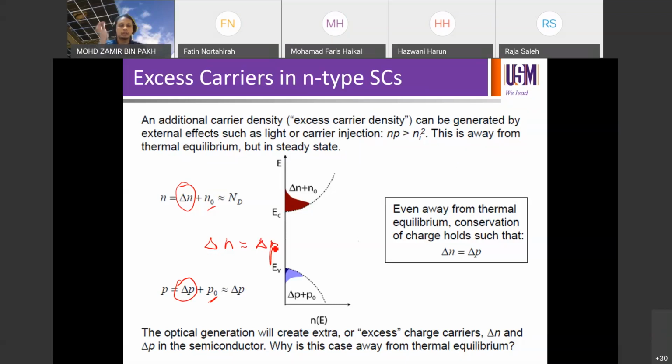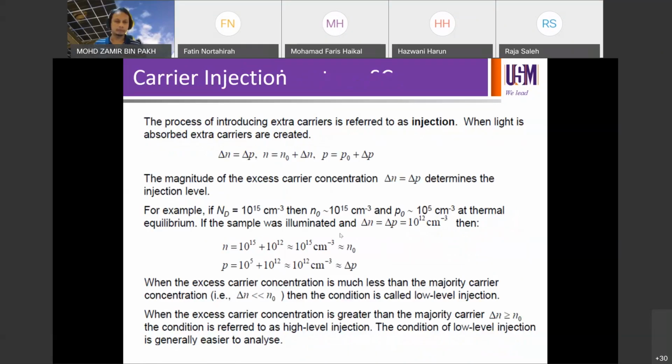Why is it so? Why do we have the same magnitude of delta N, delta P? Anyone? We discussed it last time. Electron hole pairs, right? Yep, electron hole pairs. Because they are generated in pairs.